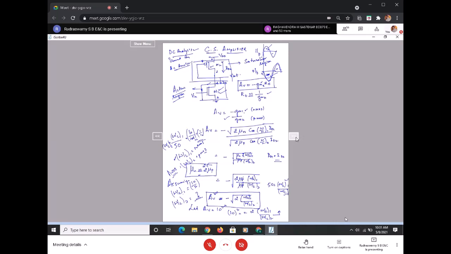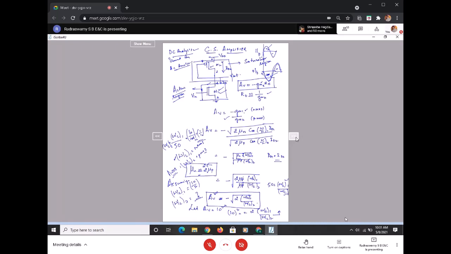Oh, this is fine, sir. Yeah, the W and L cannot be negative. Is that clear? So that's why finally I'm not using that minus sign over there. Yes, okay, sir. Gain will be there, but with the negative sign, which basically means 180-degree phase shift. Hope this is fine with everyone. Any other clarification? Hope this is understood, that common source amplifier design.